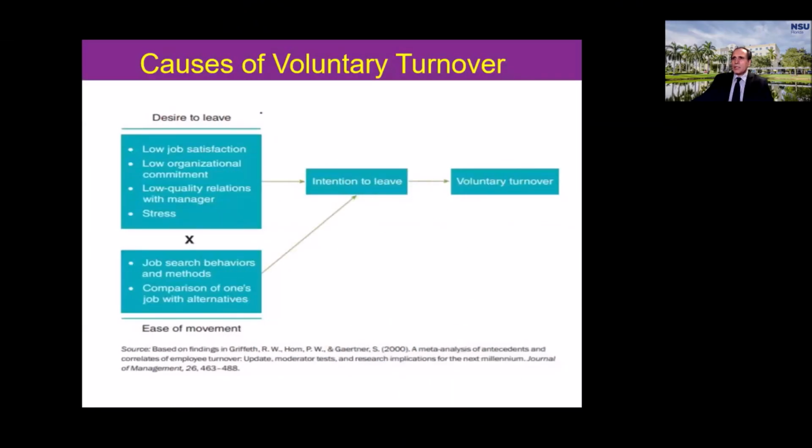There are many causes of voluntary turnover. The desire to leave could be associated with low job satisfaction, low commitment to the organization, low quality relationships with managers or even coworkers. And stress can be a huge cause for people leaving voluntarily.